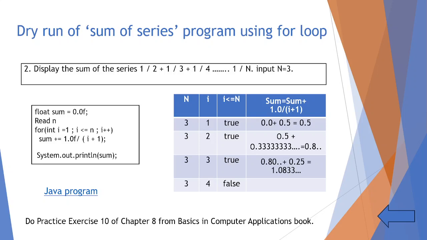So 0.83333 plus 0.25 is equal to 1.08333. Let's see the program in the Java environment.